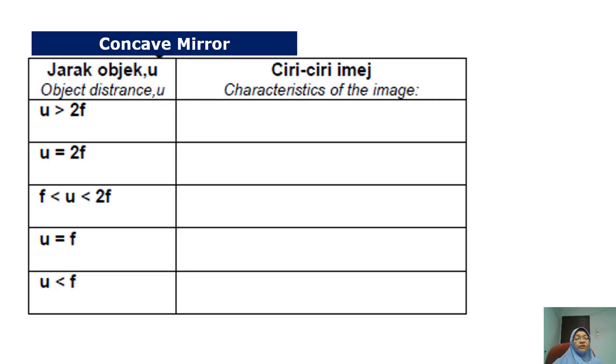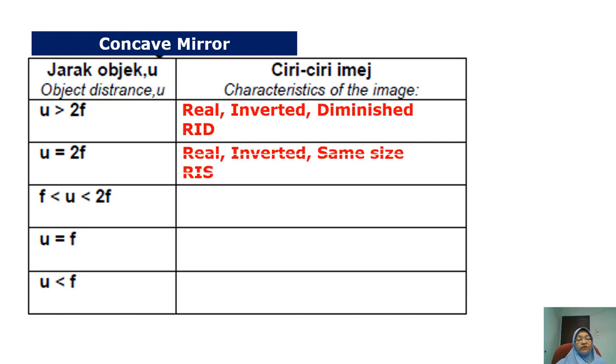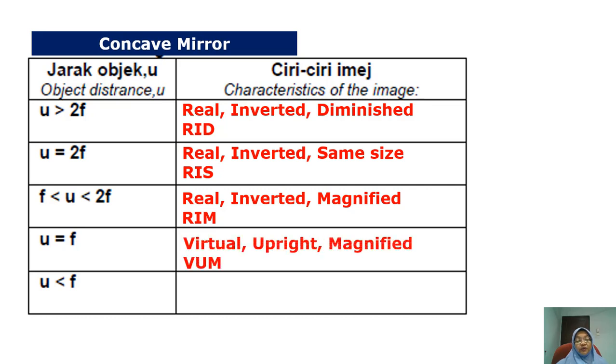Okay, now we conclude with the table. U larger than 2F: real, inverted, diminished. U equals to 2F: real, inverted, same size. U in between F and 2F: real, inverted, magnified. U equals to F: virtual, upright, magnified, and the image is at infinity. And lastly, U less than F: virtual, upright, magnified.